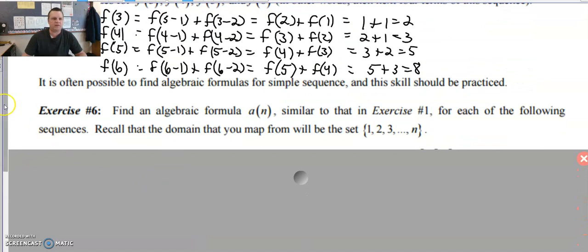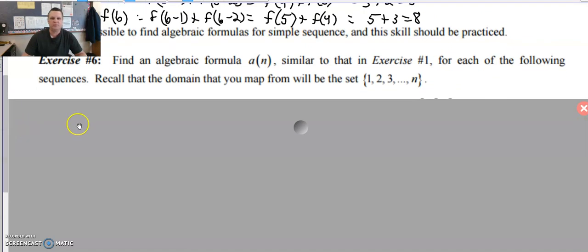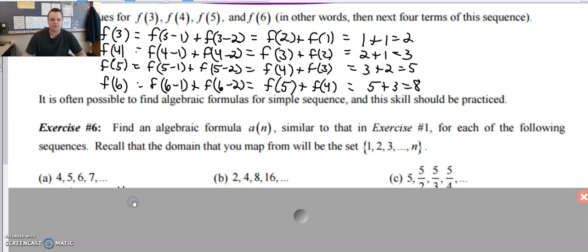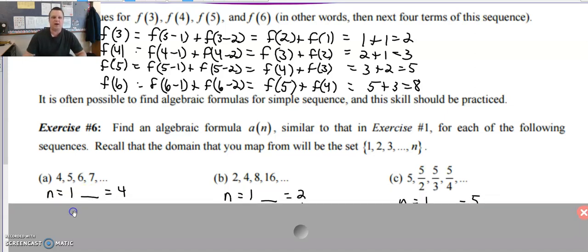Remember, you want to find the algebraic formula. So your set will be 1, 2, 3, okay, for your n values. Now, you look at the numbers, 4, 5, 6, 7. You should be able to clearly see in some instances, especially this one, what's going on. So my first value, the domain has to start with 1. We have to start with an input value of 1, okay?